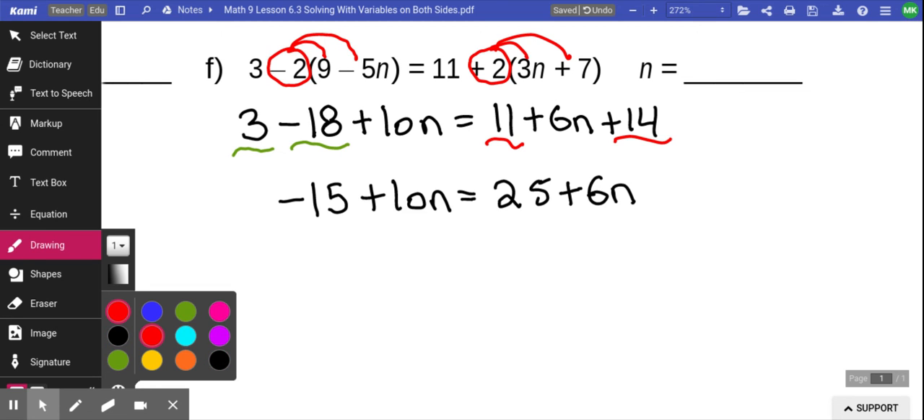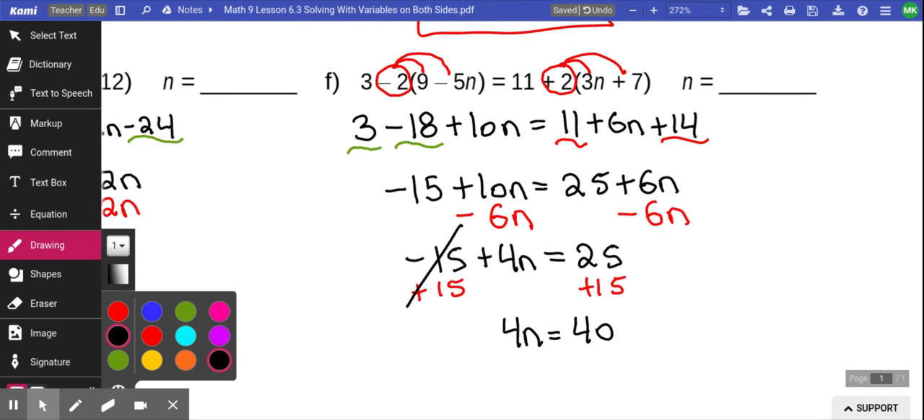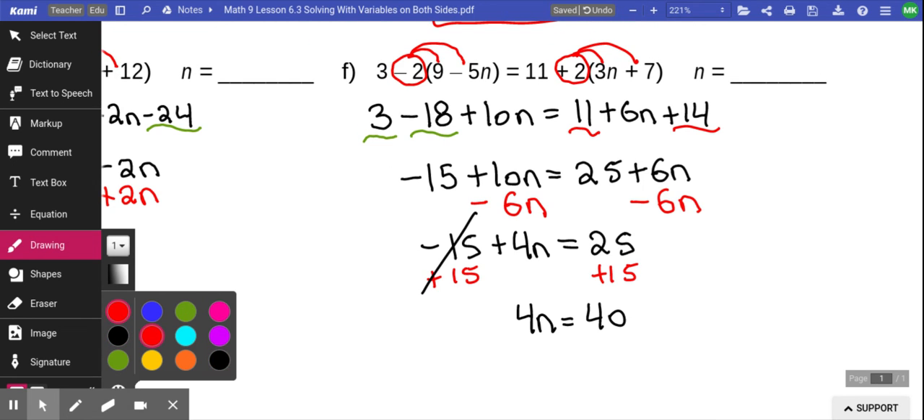Perfect. To solve this, I need to get all the n's on one side. I'm going to take whichever side has less n's and move it to the other side. So subtract 6n from both sides. That leaves me with -15 plus 4n equals 25. I'm then going to add 15 to both sides. That gives me 4n equals 40. And then I'm going to divide both sides by 4, meaning n equals 10.